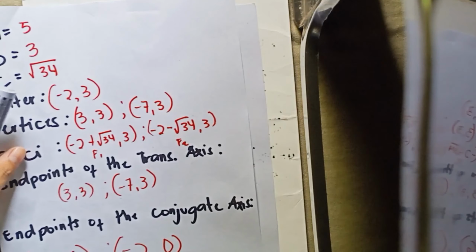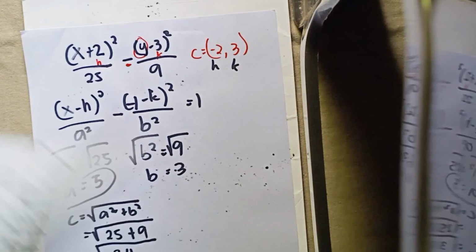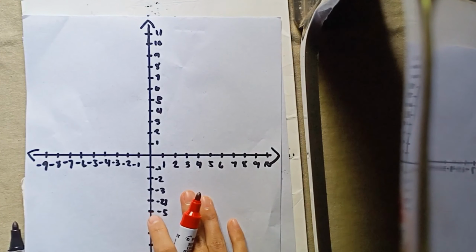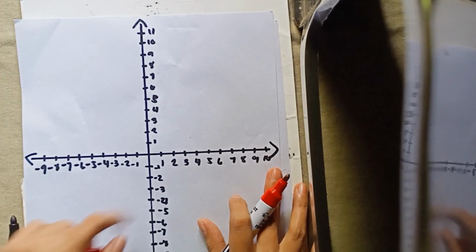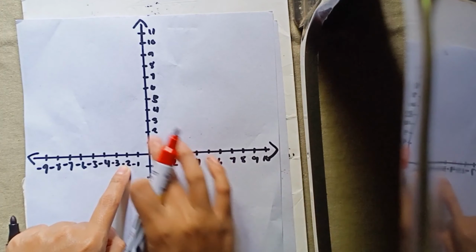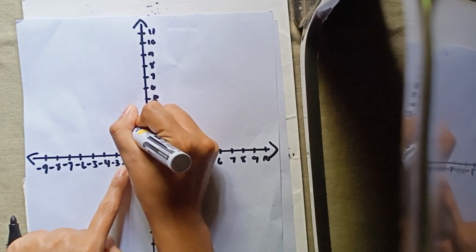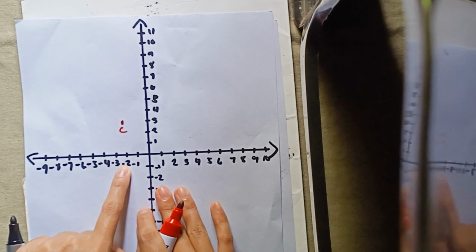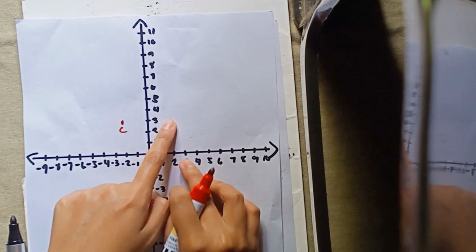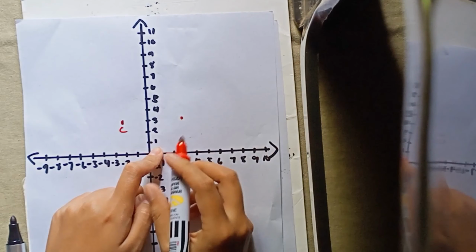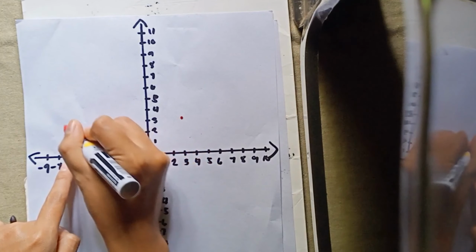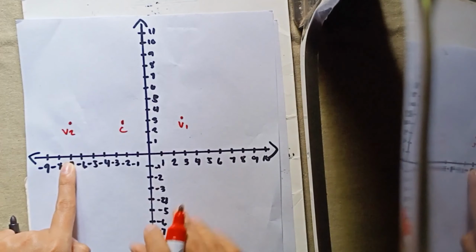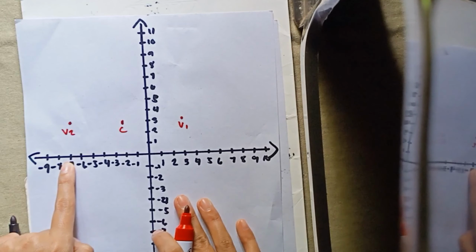So now we will graph the hyperbola. Our center is negative 2 and 3. So here is the center. Next are our vertices: positive 3 and 3, here. Next is negative 7 and 3, there. Next are our foci. Negative 2.